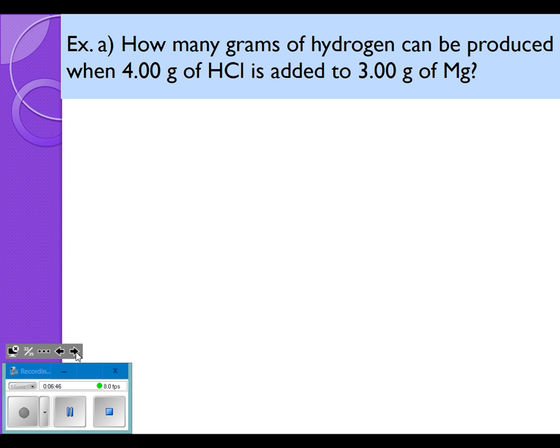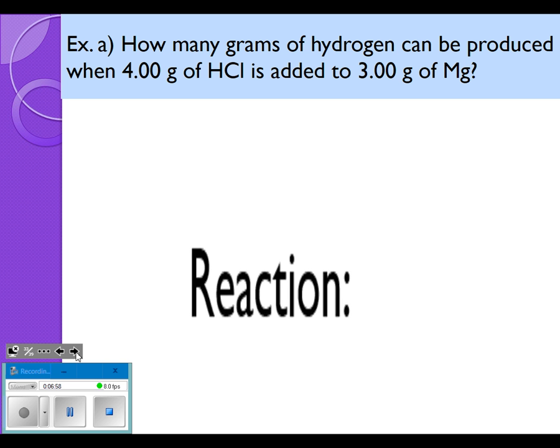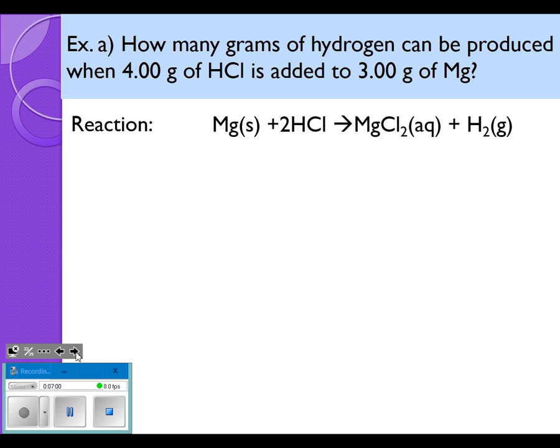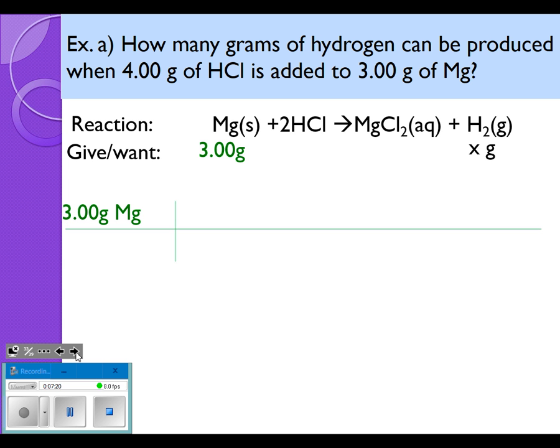So here's one. How many grams of hydrogen can be produced when 4 grams of hydrochloric acid and 3 grams of magnesium are put together or used as reactants? So we start off with the reaction of Mg plus 2HCl yields MgCl2 plus H2. We're given 3 grams of magnesium and 4 grams of HCl. But I want to know how much hydrogen's made. So I can go ahead and just solve that for magnesium first.